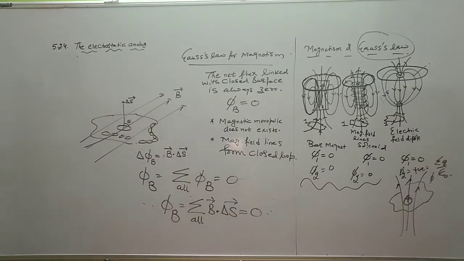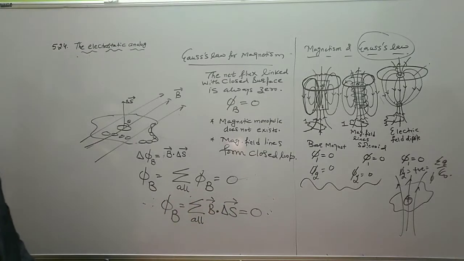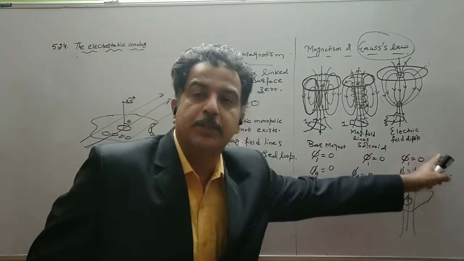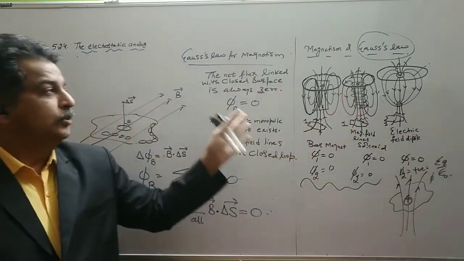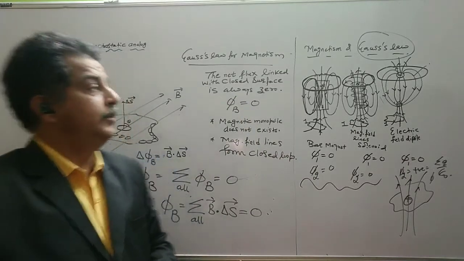If we want to find out, there is no need to do this method, because it is clear that the magnetic field lines form a closed loop. So it is always 0. And we know electric flux is equal to summation Q upon epsilon naught. So this is all about the Gauss law for magnetism.